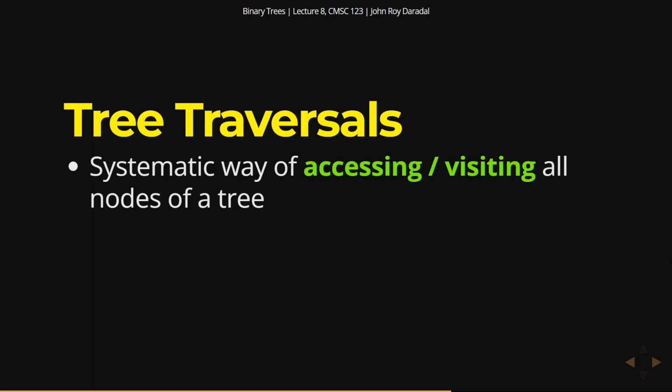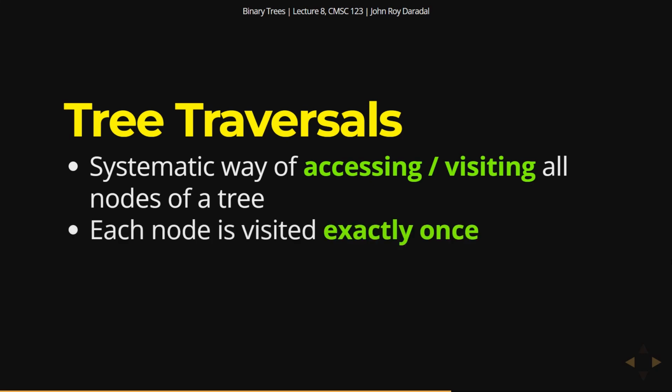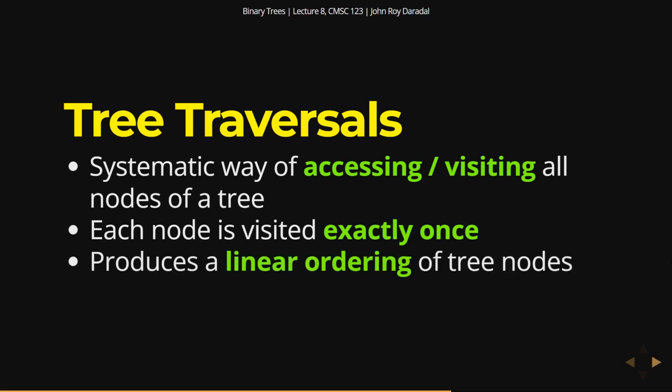So what are tree traversals? They are a systematic way of accessing or visiting all nodes of a tree. If you want to go on a tour of the tree, so if you want to access everything, you use a tree traversal algorithm. In tree traversals, each node is visited exactly once, so you don't visit them twice. A tree traversal will produce a linear ordering of the tree nodes. Depending on your traversal algorithm, you could produce a different ordering, whether it's pre-order, post-order, in-order, or level order.